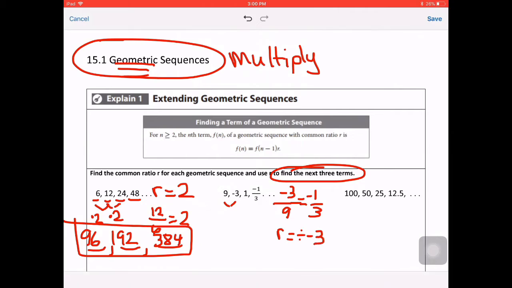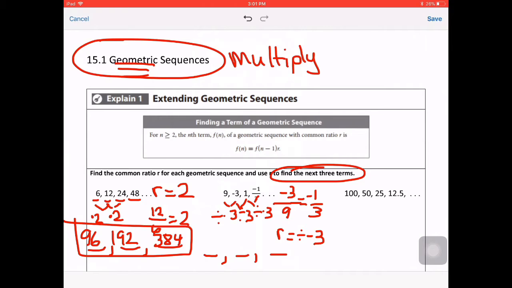So if we try that, that works. 9 divided by -3 is -3. -3 divided by -3 is a +1. So the idea of dividing by -3 or multiplying by its reciprocal, -1/3, gets us the same results. So we'll continue that pattern.